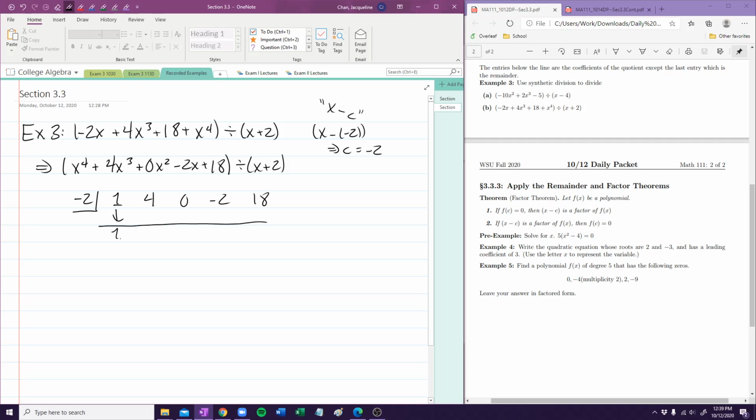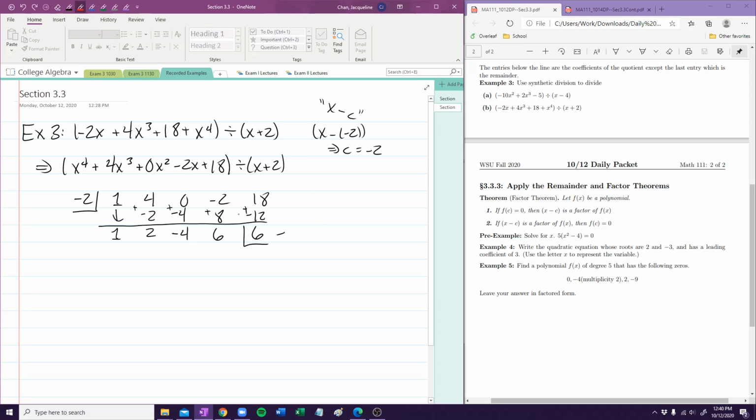Always an arrow. So this is 1, and then I'm going to multiply this by c, which is negative 2, so I get negative 2. We're going to add, so this becomes 2, negative 4. Negative 4 times negative 2 is positive 8. So when I add these two, I get 6. 6 times negative 2 is negative 12. And when I add, this is 6. Remember, this is always the remainder.